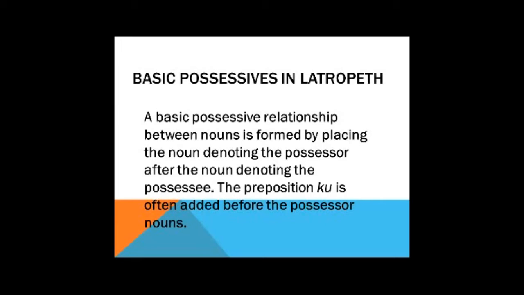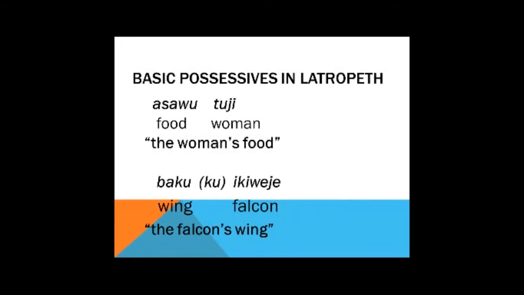And there's similar concepts in Latropeth. A basic possessive relationship between nouns is formed by placing the noun denoting the possessor after the noun denoting the possessee. The preposition ku is often added before the possessor noun. So there's a reversal of the order that you see in English. So in English, the cat's food. In Latropeth, it's going to be food, cat.